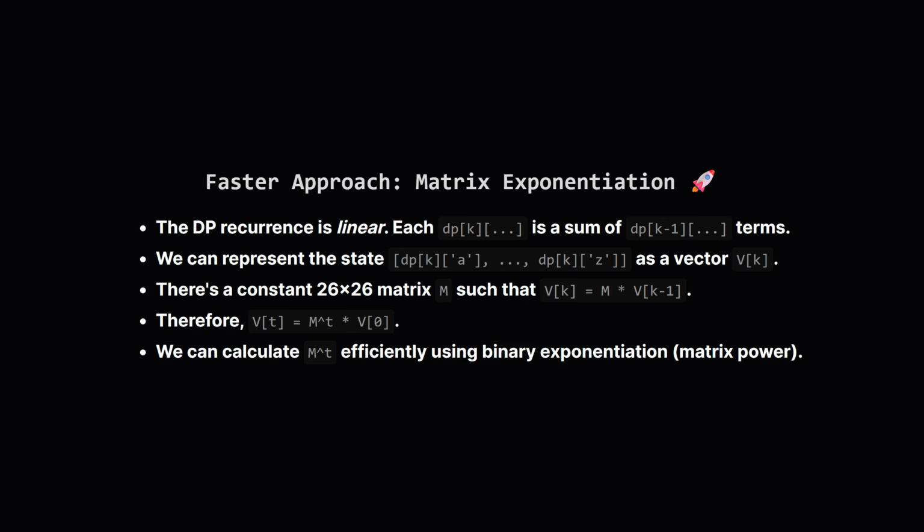If this is true, then v of 1 is m times v of 0, v of 2 is m times v of 1, which is m times m times v of 0, or m squared times v of 0. Following this pattern, the vector of lengths after t steps, v of t, must be m raised to the power of t multiplied by the initial vector, v of 0. And the cool part, we can calculate m to the power of t much faster than doing t multiplications, using a technique called binary exponentiation, or matrix power.